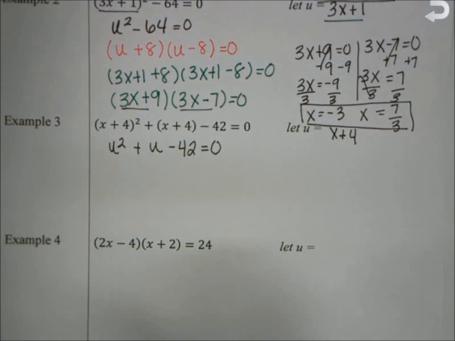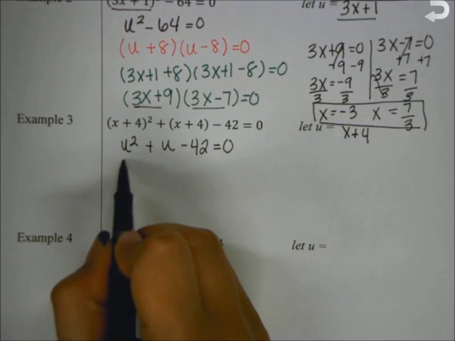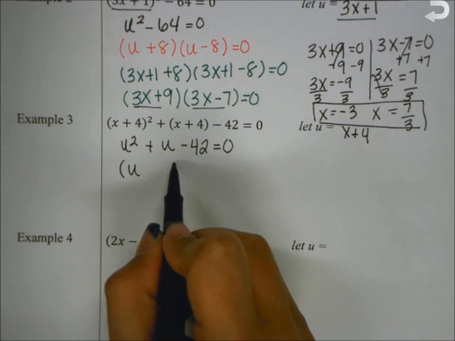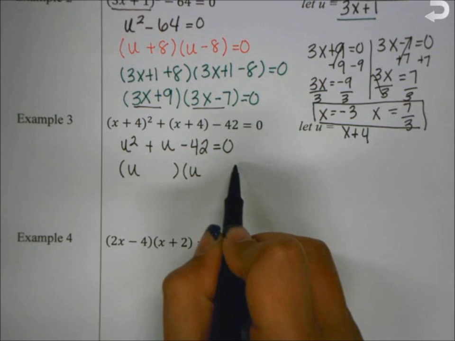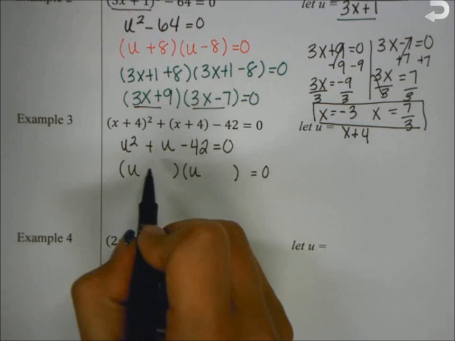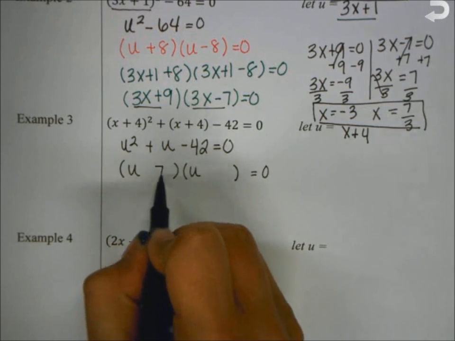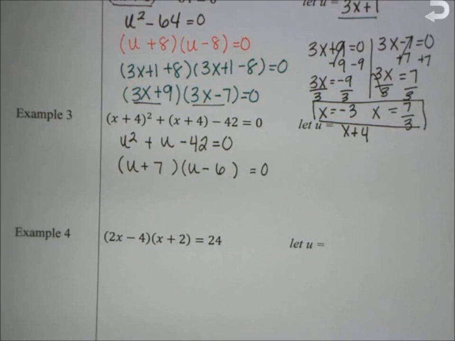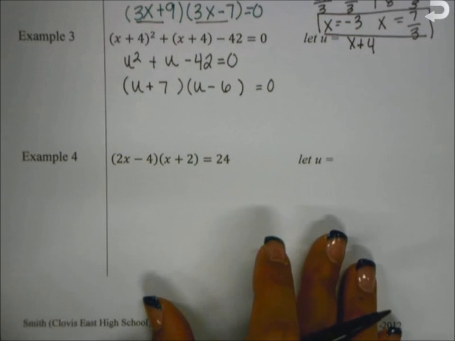What is that? 6 and 7. Which one's positive? 7 is positive. 6 is negative. Okay, good. Now what do I do? Good. I have to plug x plus 4 back in. So I would get x plus 4 plus 7.